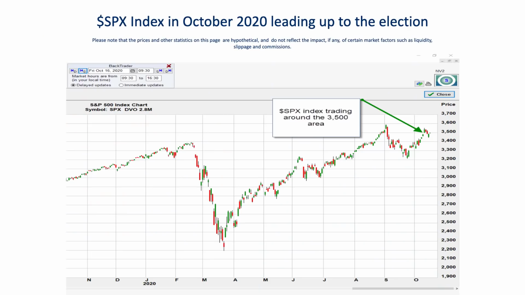So with that understanding, let's move now to October 16th, which is less than 3 weeks from the election, and you can see that the SPX is trading around 3,500. So let's say on that day we decided to implement a strategy assuming that the market would stay in a relatively tight range in the weeks leading up to the election.